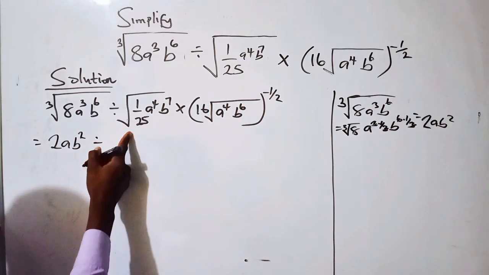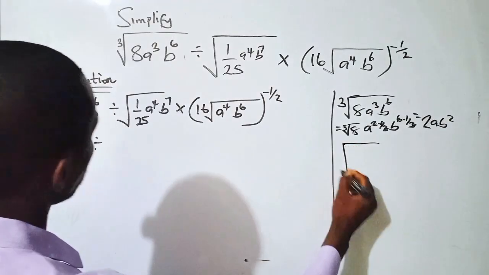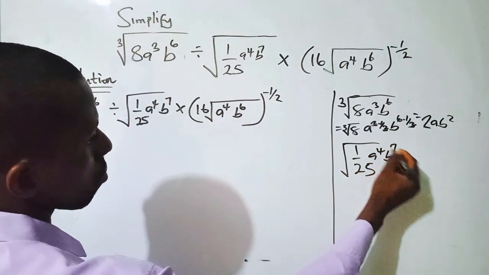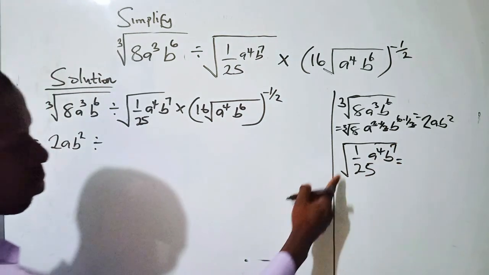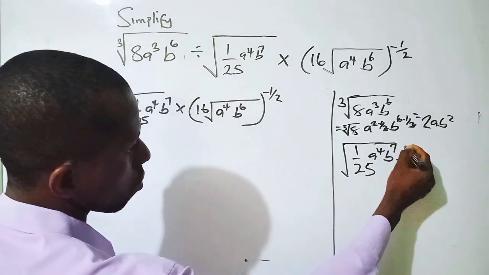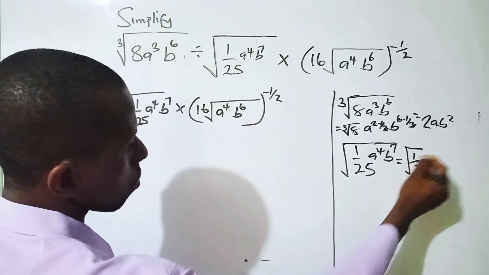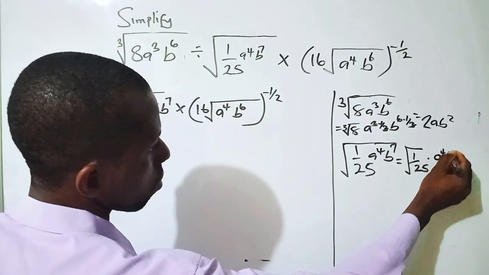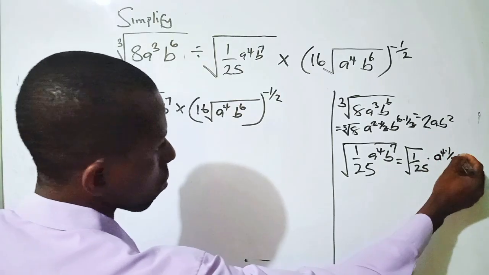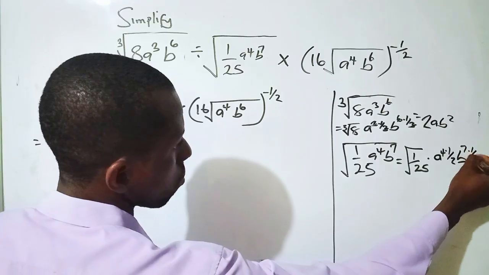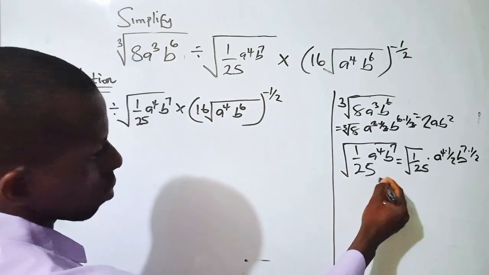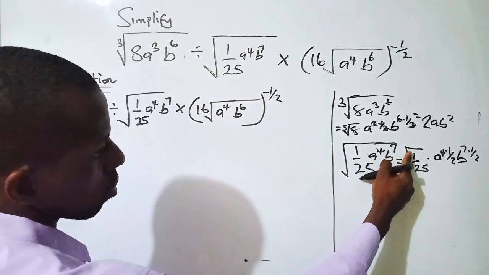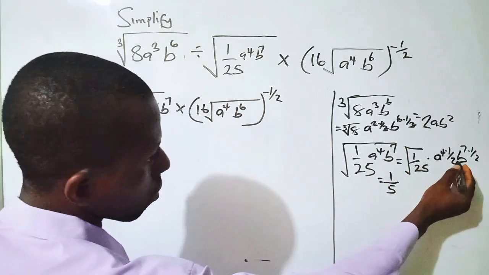So divide, so for the square root of 1 over 25 a raised to power 4 b raised to power 7, we can have this in this form. So we can express this as the square root of 1 over 25 times the square root of a raised to power 4, which can be written as this. And for this, we can have it as b raised to power 7 times 1 over 2 as a result of this root. So for the square root of 1 over 25, we have it as 1 over 5, square root of 1 is 1, square root of 25 is 5. So we can simplify this.